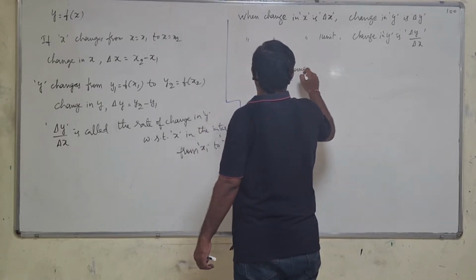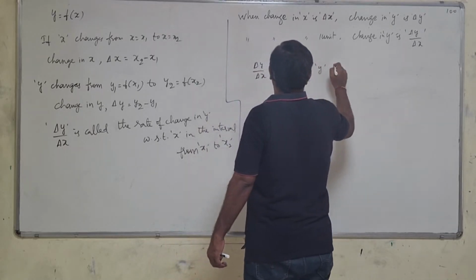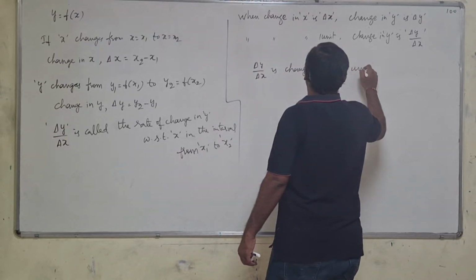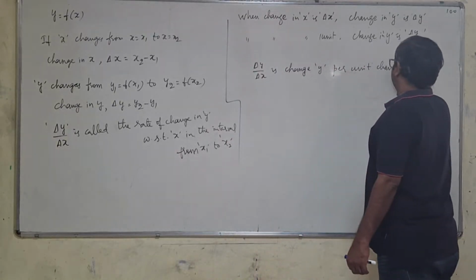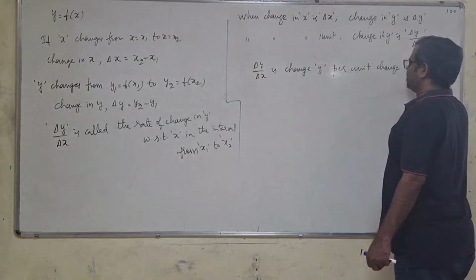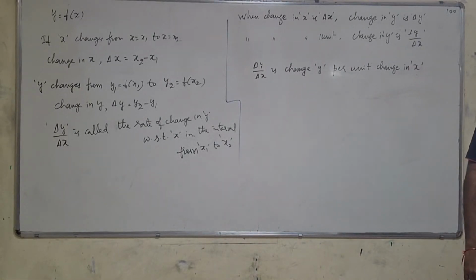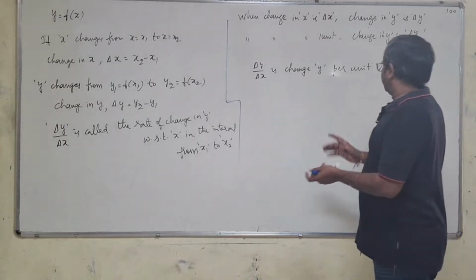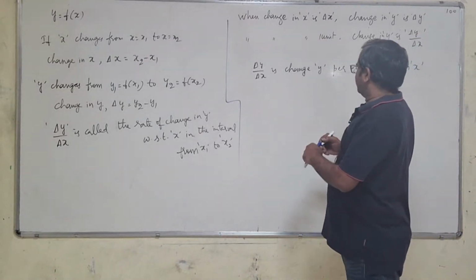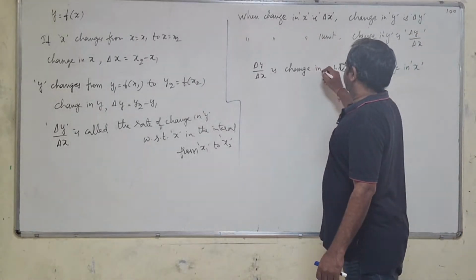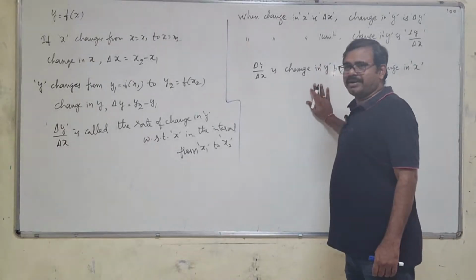Change in y per how much change in x? Unit change in x. You understand this? So delta y by delta x is change in y per unit change in x. This is called rate of change.